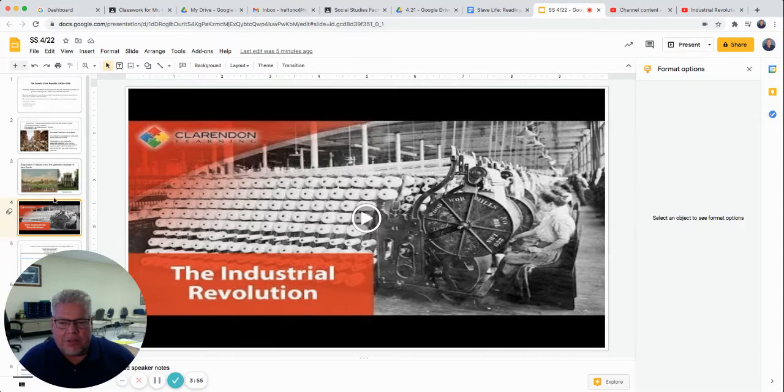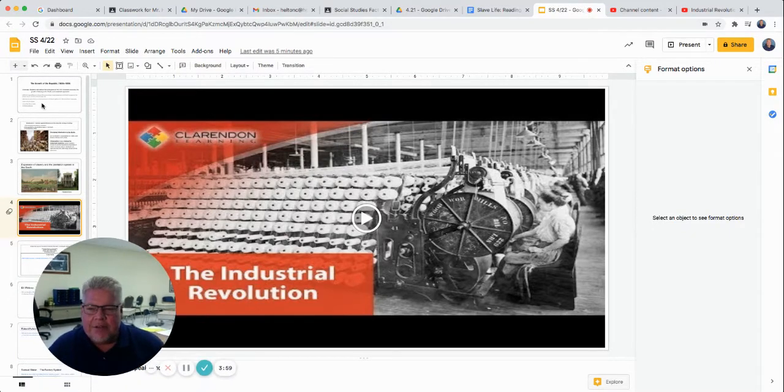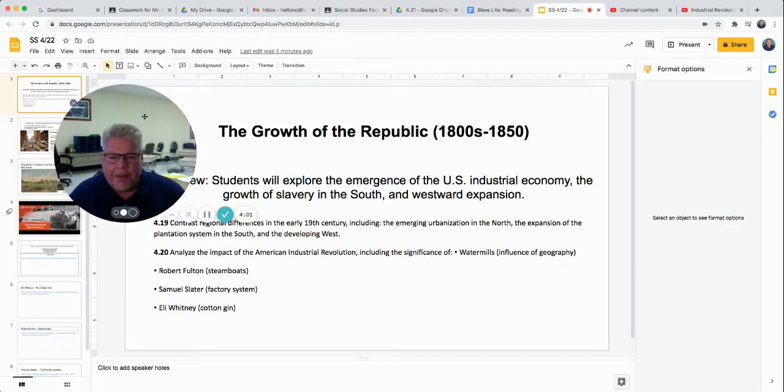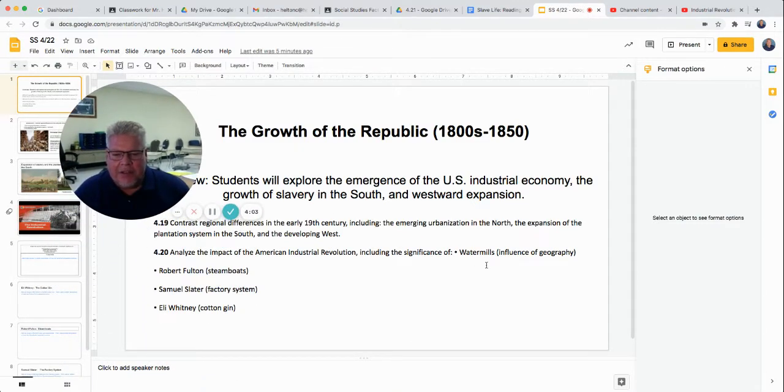And so that's the instructional part of your lesson today. What I want you to do is the standard right here says that you need to know the significance of four things in the Industrial Revolution: water mills, the influence of geography. Also, obviously, if you have a water mill, what does it have to be beside of? It has to be beside of water, right? So the water is going to turn the wheel.